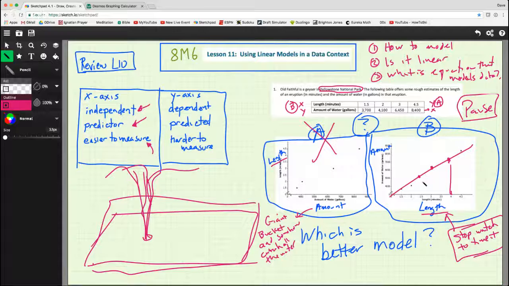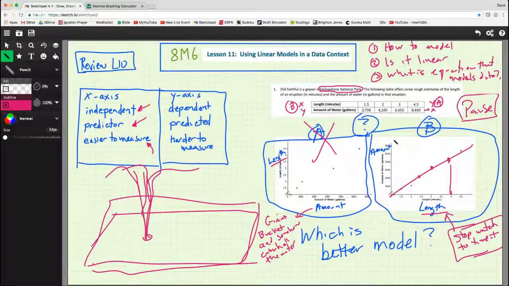So I don't know if this was a great explanation, but we've got to be looking, when we're modeling data, there's usually one thing that's easier to measure. We're going to put that on X. It's going to be the first thing we measure, and then the thing that we're trying to predict is usually on the Y. We're going to predict the amount of water based on length. Okay, I don't know if that was, again, a great explanation.